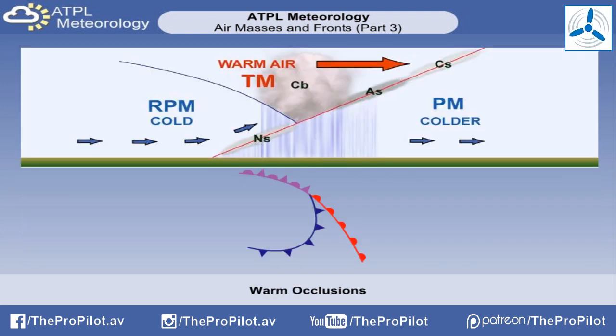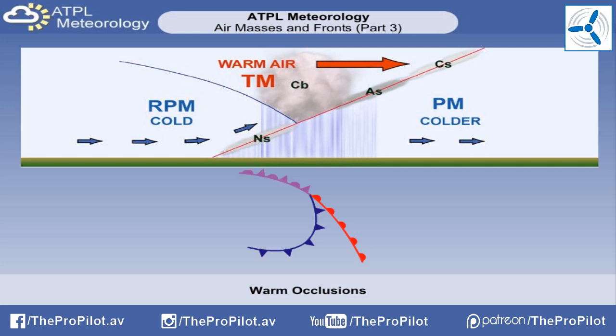There are actually two types of occluded front, a warm and a cold occlusion. The type of occlusion depends on the relative characteristics, especially the temperatures of the two air masses ahead of the warm front and behind the cold front. If the air behind the cold front is warmer than the air ahead of the warm front, this happens. This is called a warm occlusion and will have the appearance on the ground of a warm front. On a weather chart, note how the occlusion is drawn as part of an extension of the warm front.